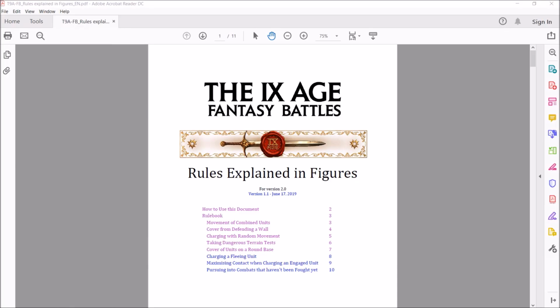This is Waldorf. Stellar. And now we're going to do our part 2 of Rules Explained in Figures for Ninth Age Fantasy Battles.